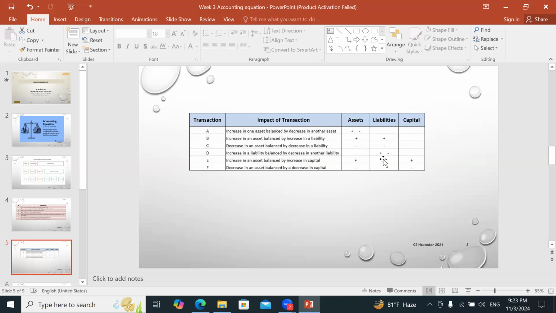Sometimes I make or design an MCQ question: does this transaction have both-side impact or one-side impact? You try to give the correct answer like this. Okay.